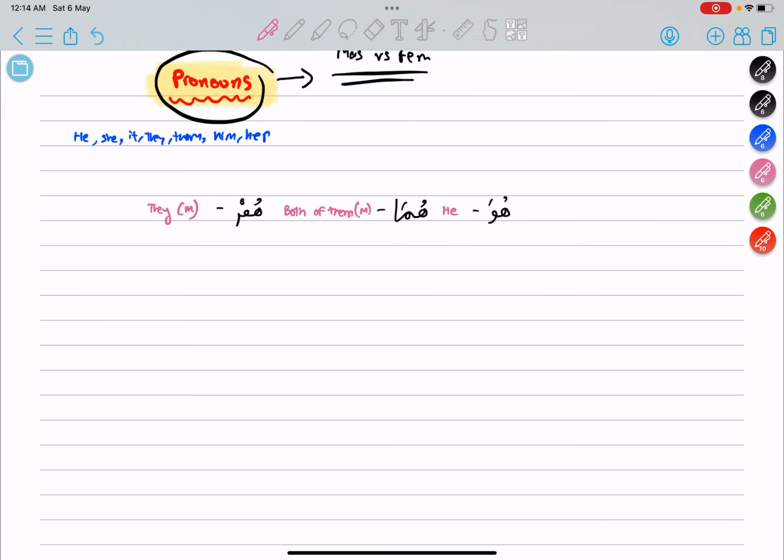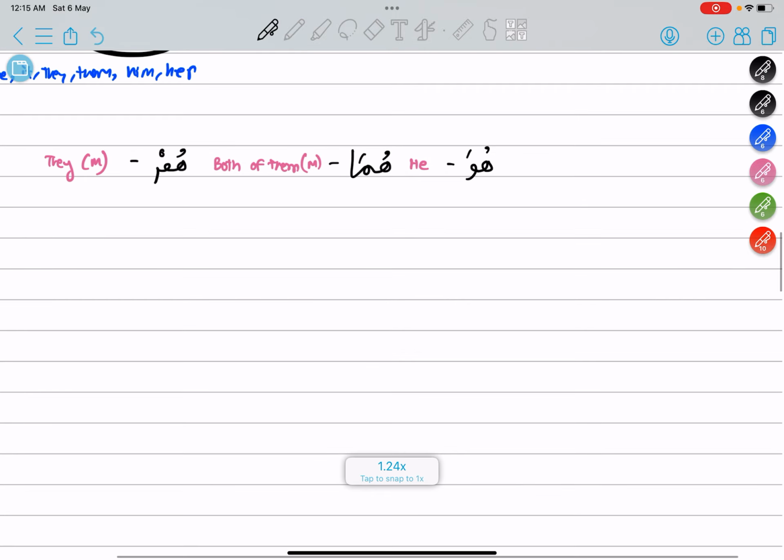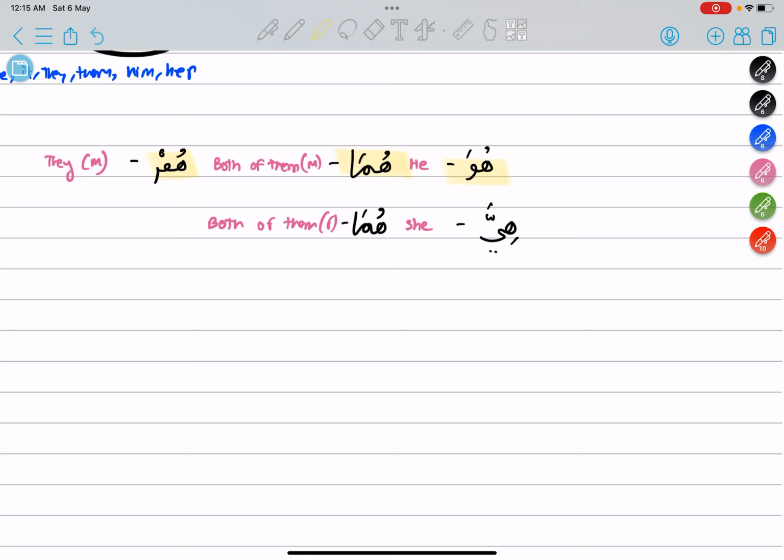Okay, next what we're going to do, we're going to go to the next pronouns here. These are for the feminine, all right? Hiya means she. So you see the girl, gonna go like hiya, right? Now here we use the same word, huma, okay? Huma means both of them, feminine. So you see the sequence here. We have huwa, huma, hum, hiya, huma again, right?